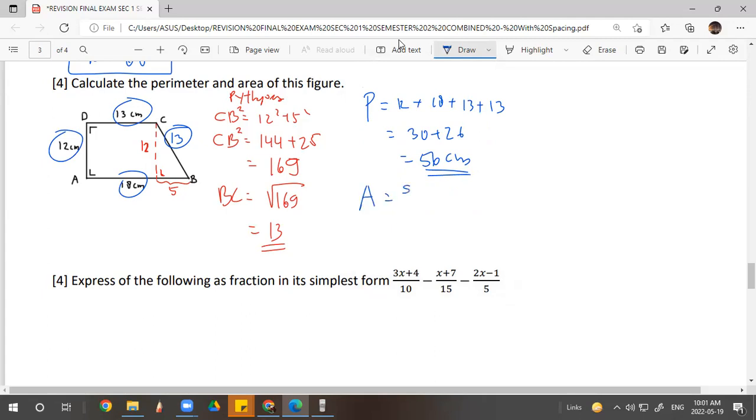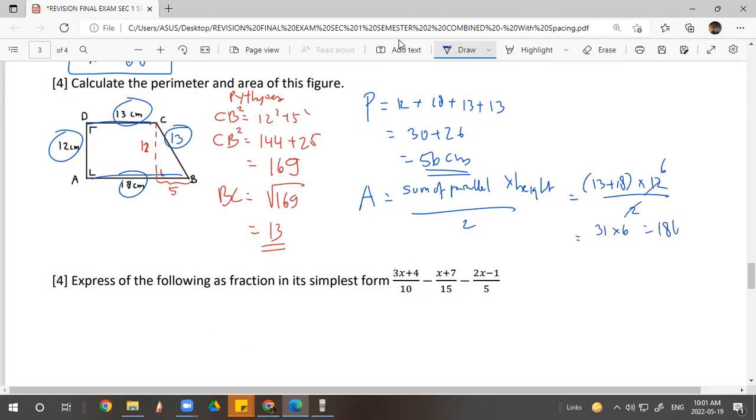And the area. Area is the sum of the parallel sides times height over 2. So where are the parallel sides? Of course, it is 13 and 18. So 13 plus 18 times height 12 over 2. So it is 31 times 6, right? This is 186 cm squared. Don't forget to put the square, guys.